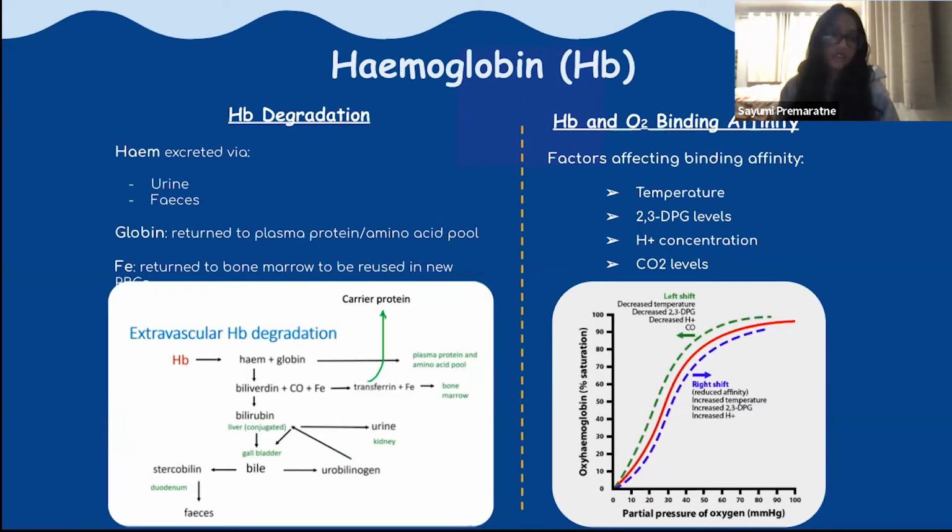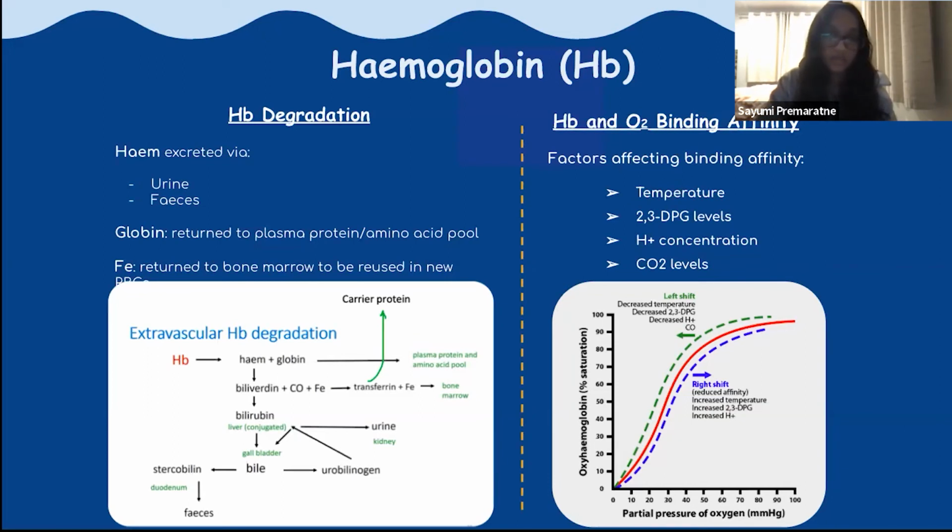In terms of degradation, how it's processed through your body, your hemoglobin is broken down into heme and globin. The globin part, because it's just a protein, is going to be returned back to the body's pool of protein and amino acids. Your heme is the part of hemoglobin you're going to lose through either your urine or your feces. How that happens is heme is going to break down into biliverdin, carbon monoxide, and iron.